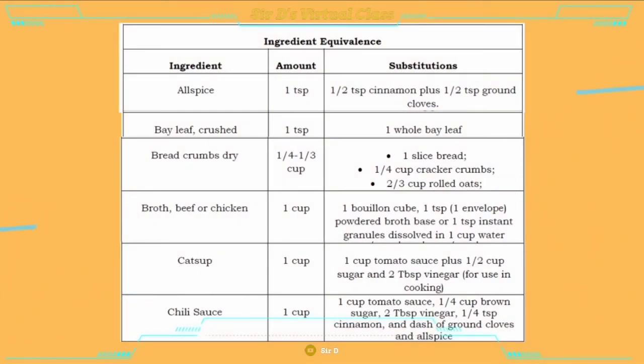Here is an example table of an ingredient equivalent or substitution. We have allspice as an example. 1 teaspoon of allspice can be substituted with 1/2 teaspoon cinnamon plus 1/2 teaspoon ground cloves. Chili sauce, on the other hand, can be substituted by 1 cup tomato sauce, 1 cup brown sugar, 2 tablespoons vinegar, 1/4 teaspoon cinnamon, and a dash of ground cloves and allspice.